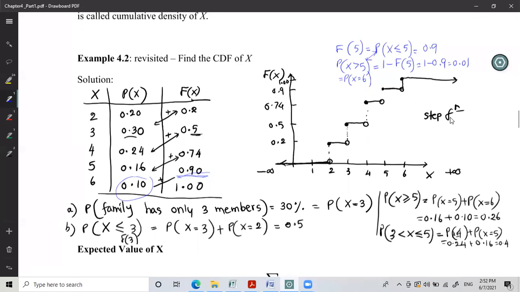So there are several ways you can apply the things you have learned in probability, even in situations like this. Another example, what is F4? That is the probability a randomly selected family has family members less than or equal to 4. Either you can add 2, 3, and 4 together, or it is automatically there in the table, that is 0.74. And you can find the complement. More than 4 is 1 minus 0.74. That is 5 and 6 added together.